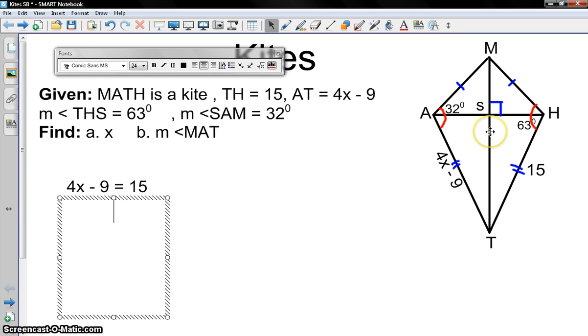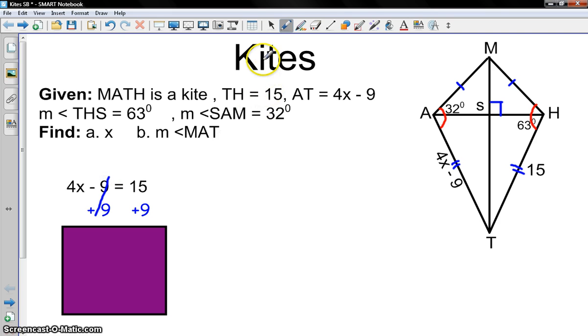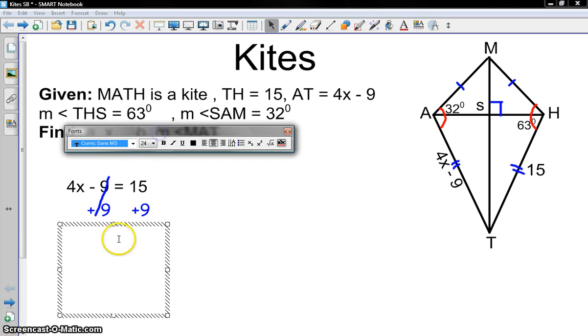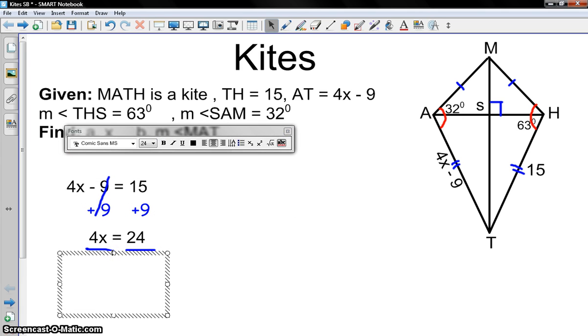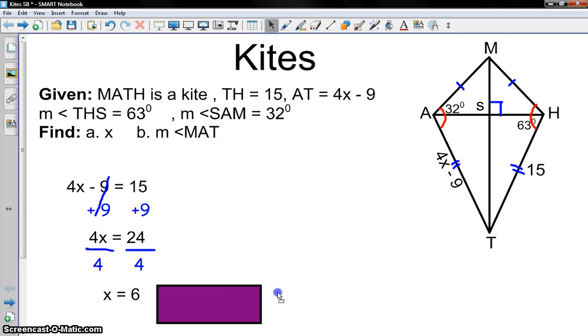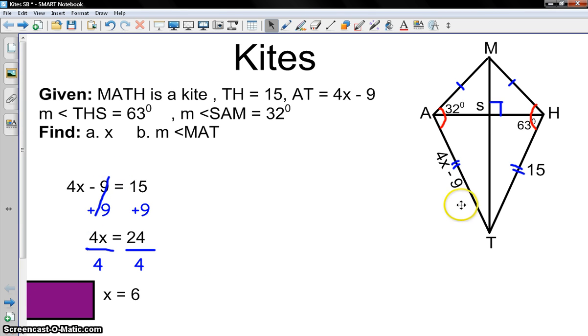In order for me to solve this two-step equation, I'm going to have to get rid of the negative 9. So I would add 9 to both sides, which means this right here is going to go away. And I'm going to have 4x equals, and 15 plus 9 is going to be 24. Now, of course, 4 and x are being multiplied together, so in order for me to solve for x, I would divide by 4, and my answer would be 6. So in this simple way, I figured out what x is.